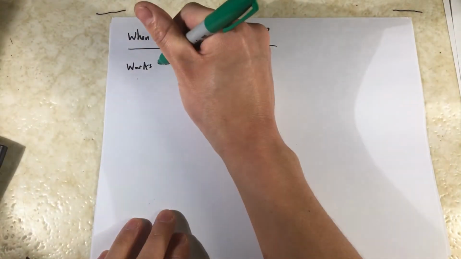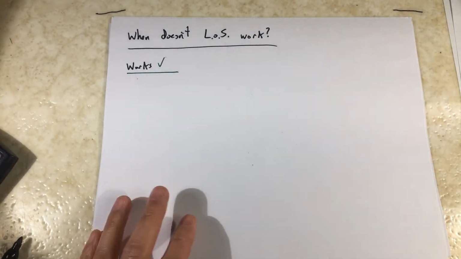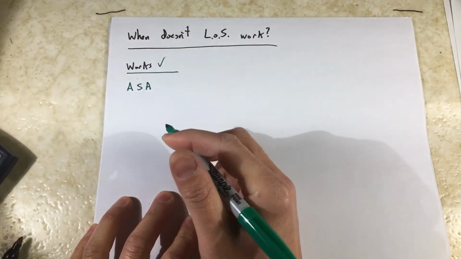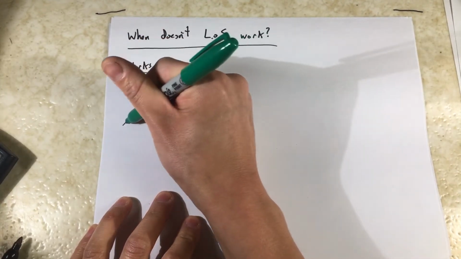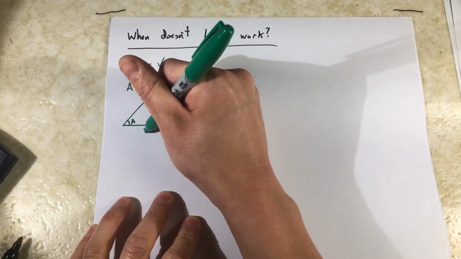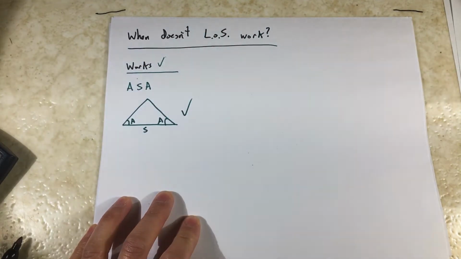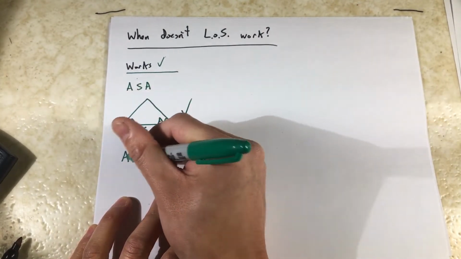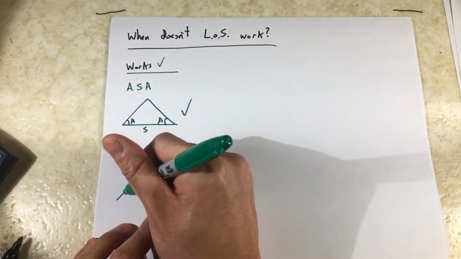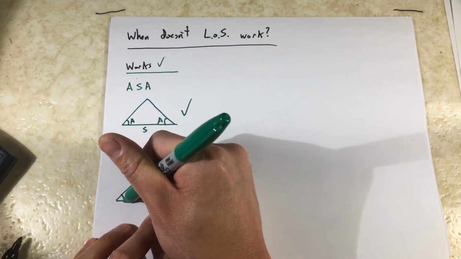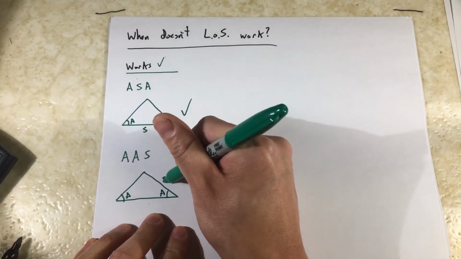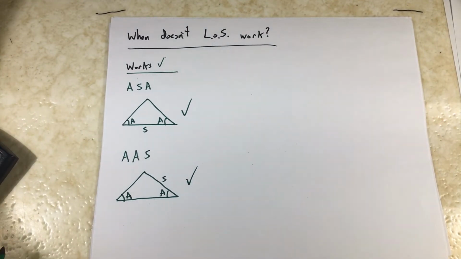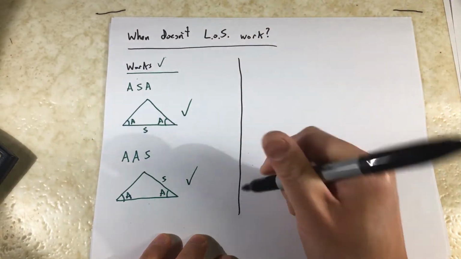I'll do this in green. If they give you an angle, a side, and an angle, so the side is in between those two angles, the law of sines will work. If they give you an angle and a side where that side is not between the two angles, so something like this, an angle and then this side, the law of sines works there as well.